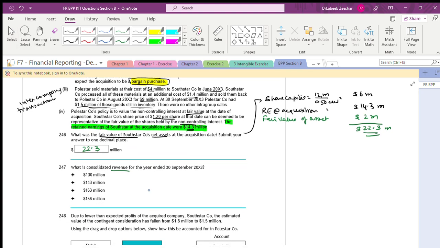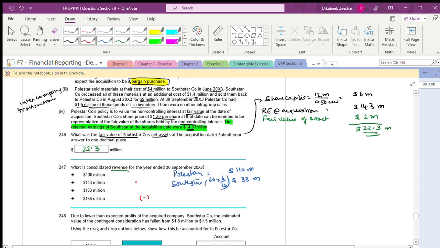Polestar is how much? Polestar is 110 million. Fine. Next, what is South Star? South Star is how much? 66 into 6 by 12, 6 months. How much will we get? We'll get 33 million. Fine.